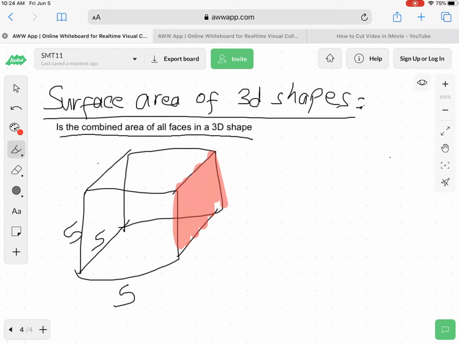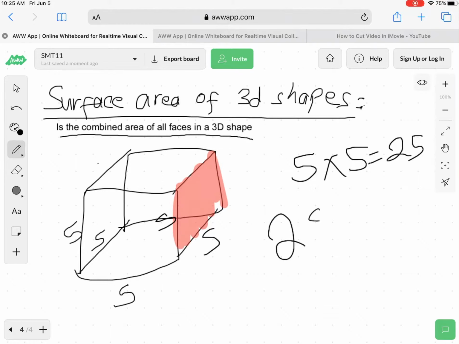So then we would first figure out what dimensions would be in place, and in this case would just be 5 and 5. So 5 times 5 is 25. And now we know the area of one face, and there's 6 faces on a cube. We would do 25 times 6, which is 150.